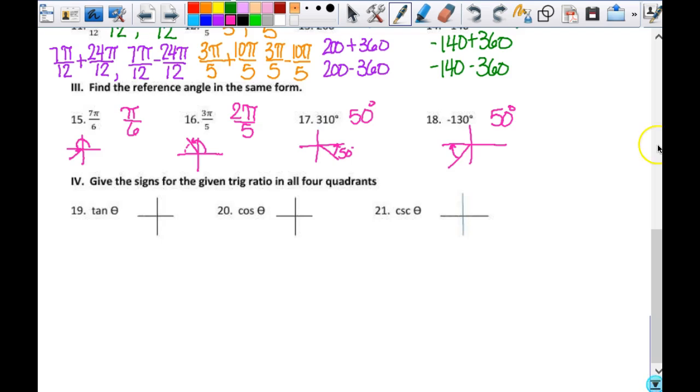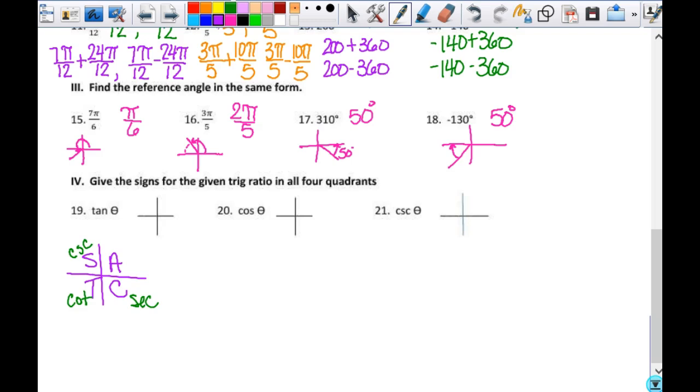All right, signs for the given trig ratio in all four quadrants. So remember we have "All Students Take Calculus." That tells you where things are positive. All of them are positive here: sine, tangent, cosine. Along with sine, you also have cosecant. Along with tangent, you also have cotangent. Along with cosine, you also have secant, because these are all their reciprocals.